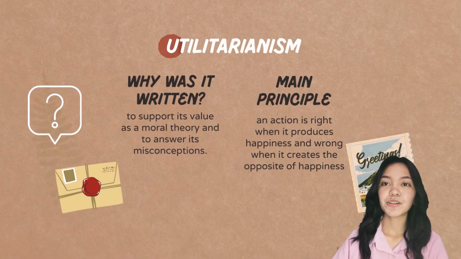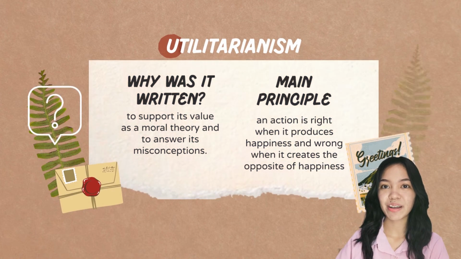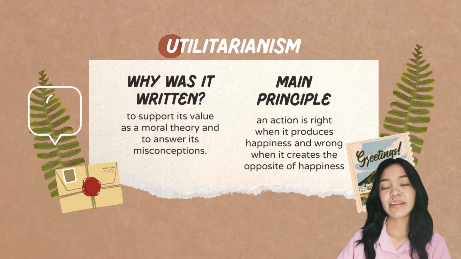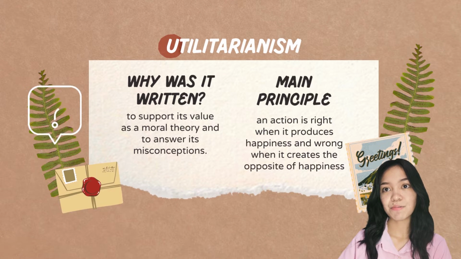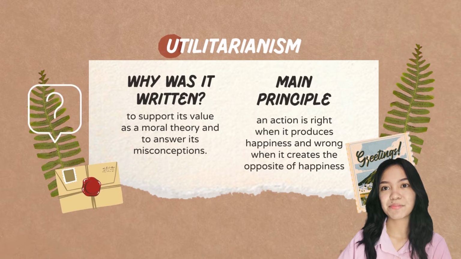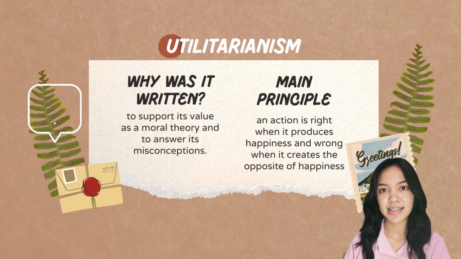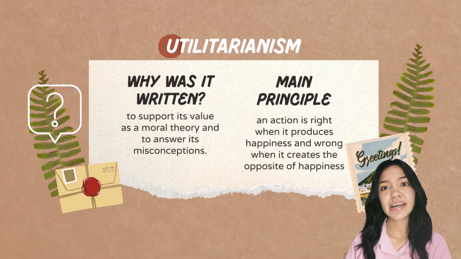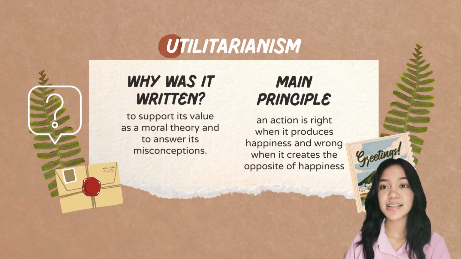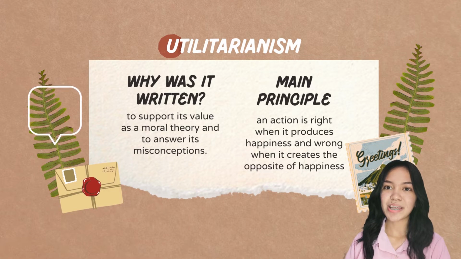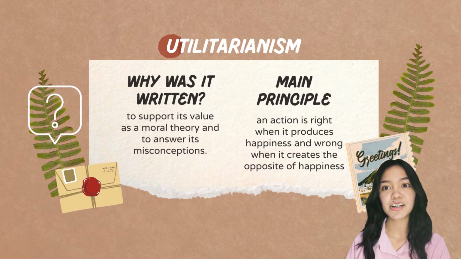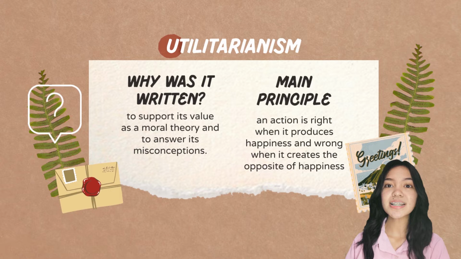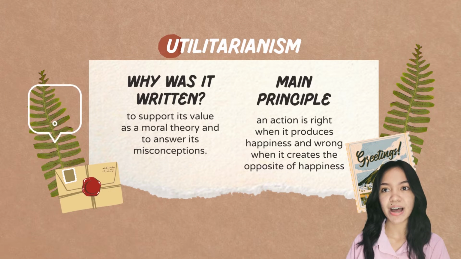Now let us have an overview of Mill's famous work, Utilitarianism. Utilitarianism of 1861 was written by John Stuart Mill to support its value as a moral theory and to answer its misconceptions. In this writing, he expressed his beliefs as well as his arguments. Generally speaking, he claims that actions are right in proportion as they tend to promote happiness, wrong as they tend to produce the reverse of happiness.